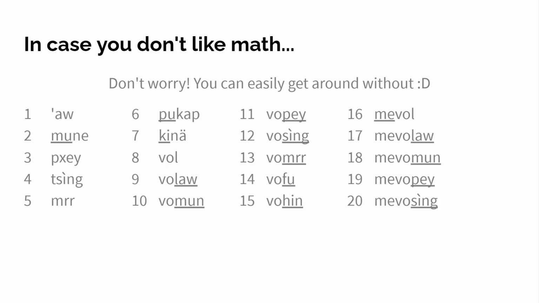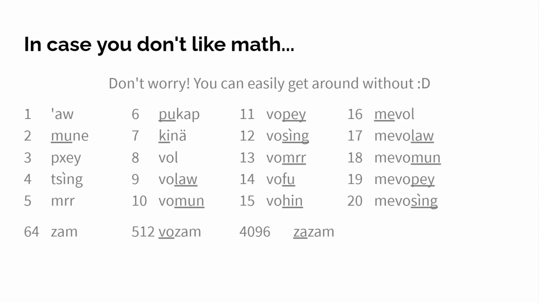Here are the first 20 numbers. Like I said, that's something that you just have to learn by heart. So we have au, mune, p'ei, tsing, mrr, pukap, gine, vol, volau, vomun, vopei, vosing, vomr, vofu, vohin, mevol, mevolau, mevomun, mevopei, mevosing. So these are just numbers 1 to 20. You can just learn them by heart.